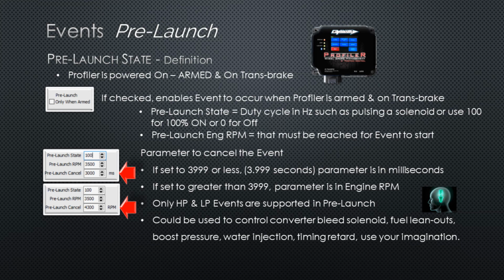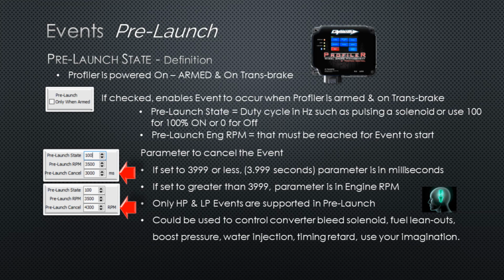Over on the left you'll see one of the parameters, pre-launch only when armed. If checked, this enables the event that we're programming to occur when the profiler is on the trans brake. Pre-launch state means what is the duty cycle in Hertz, such as maybe pulsing a solenoid for a ramped event, or do we just want to turn it on, which in this case we'd set to 100%. Otherwise we would set it in Hertz. Pre-launch RPM means that engine RPM must be reached for this event to start.